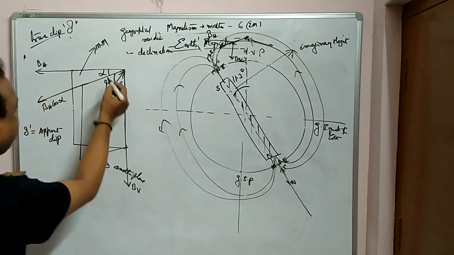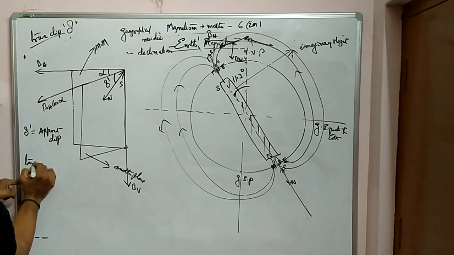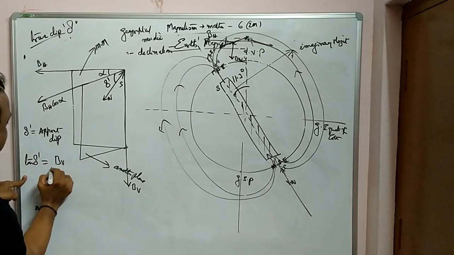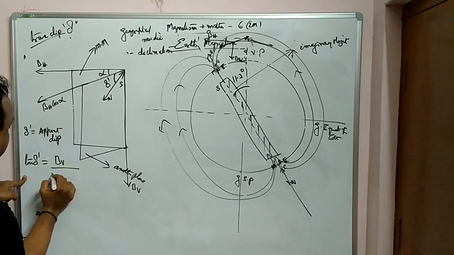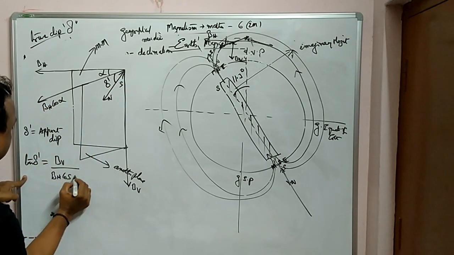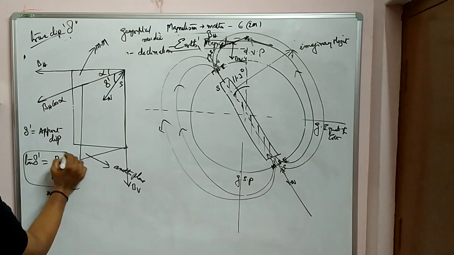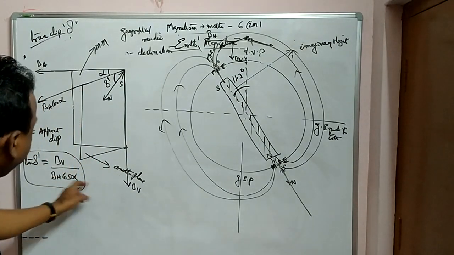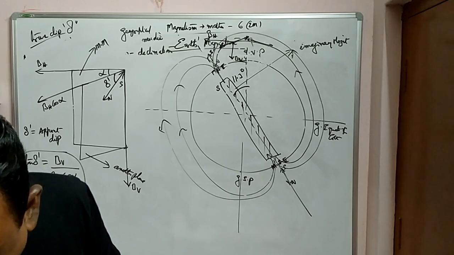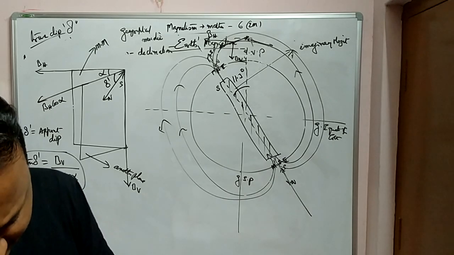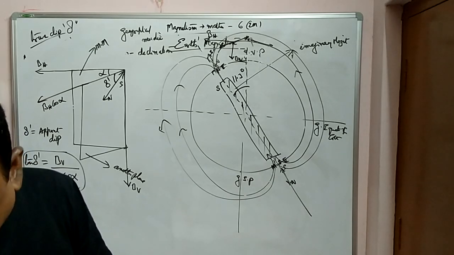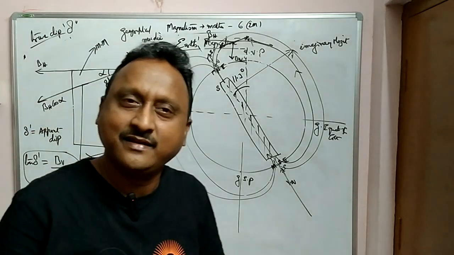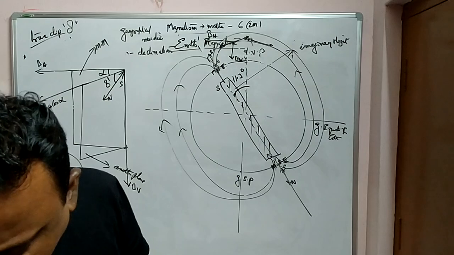Now from this you can calculate tan del dash. Tan theta, what is tan theta? Opposite by adjacent. BV by adjacent, that is BH cos alpha. So this is how the apparent dip is calculated. So tan del dash is equal to BV by BH cos alpha. Clear? So this is the main difference between true dip and apparent dip. Clear? Very good.